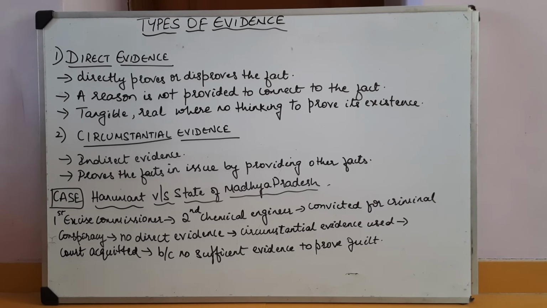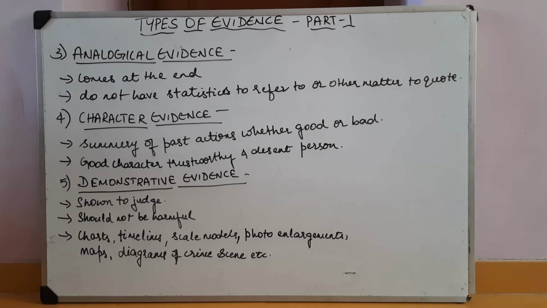In this case, the first appellant held the post of excise commissioner, whereas the second appellant held the post of a chemical engineer. Both of them were convicted and sentenced for the offense of criminal conspiracy, abetment, and forgery. There was no direct evidence to support them, therefore, circumstantial evidence was used. The Supreme Court acquitted the appellants as the evidence produced was insufficient to prove the guilt of the accused beyond all reasonable doubt.